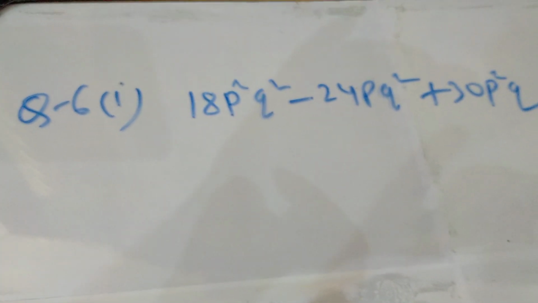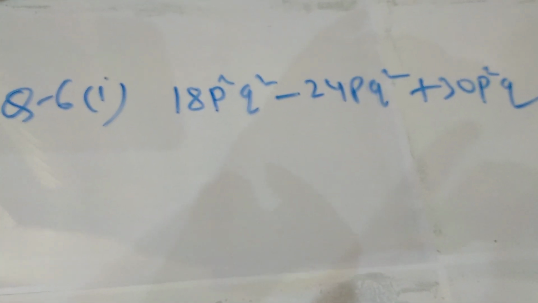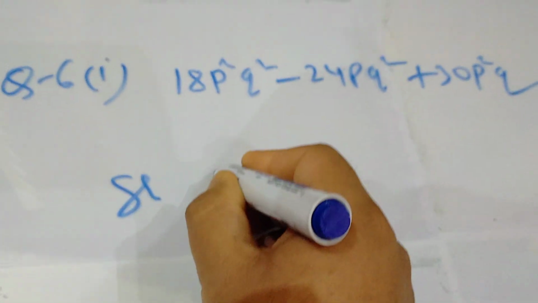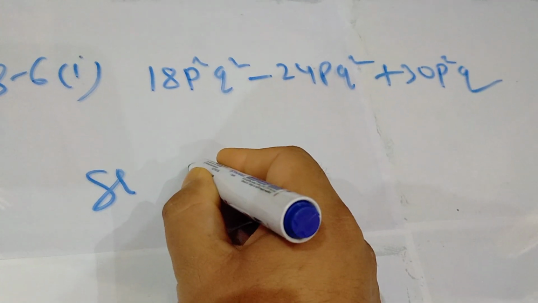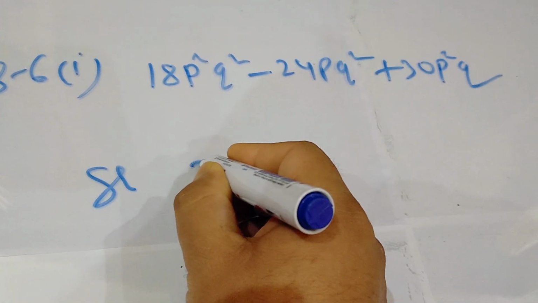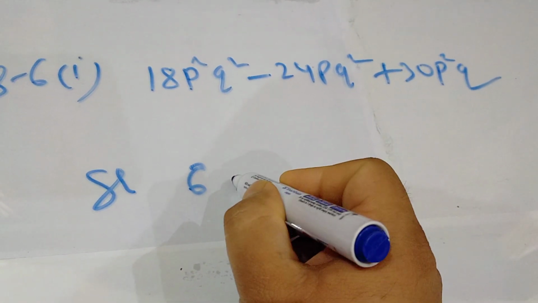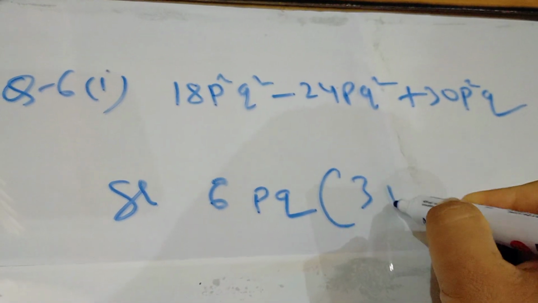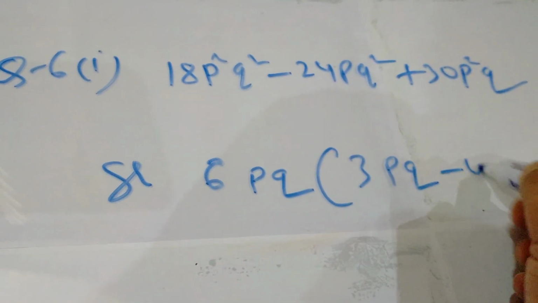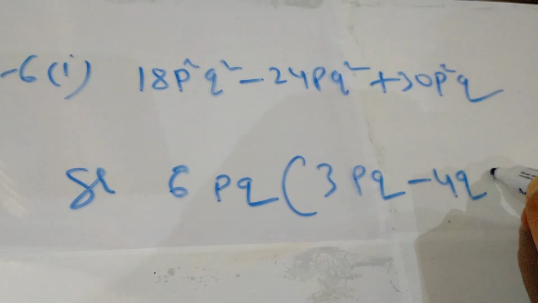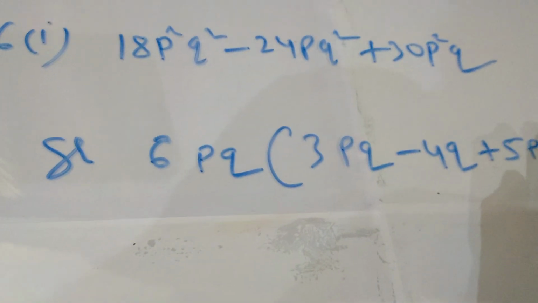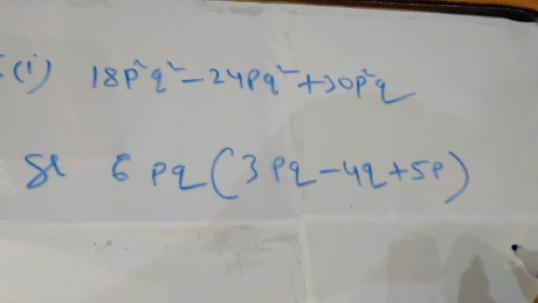Now look at another question. This is 18p square q square minus 24pq square plus 30p square q. In this question, the common is 6, I think the maximum common we have to take is 6pq. 6 3s are 18pq, 6 4s are 24q, plus 6 5s are 30p only. So this is the answer.